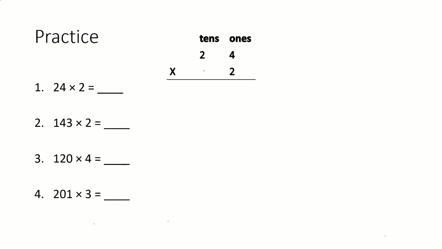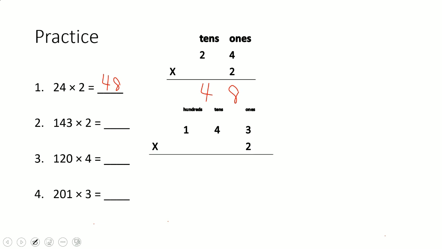We have 24 multiplied by 2. 4 ones multiplied by 2 gives you 8 ones. Next, 2 tens multiplied by 2 gives you 4 tens. So 24 multiplied by 2 gives you 48.